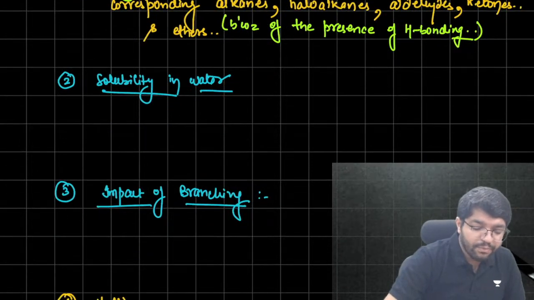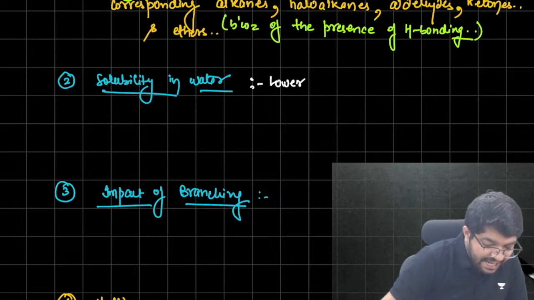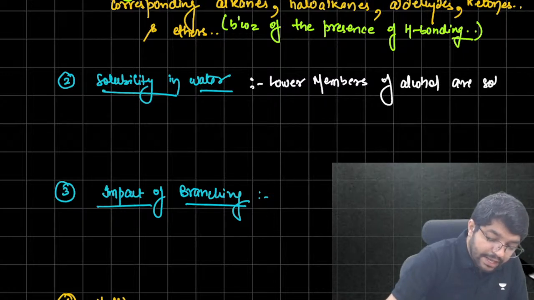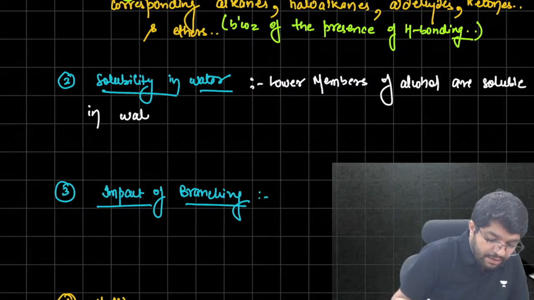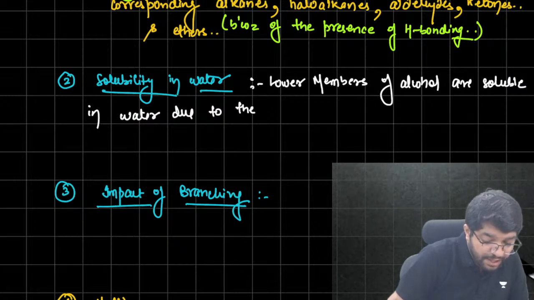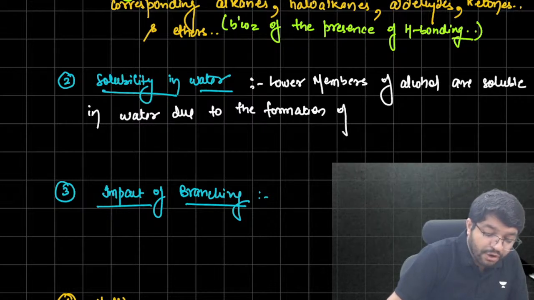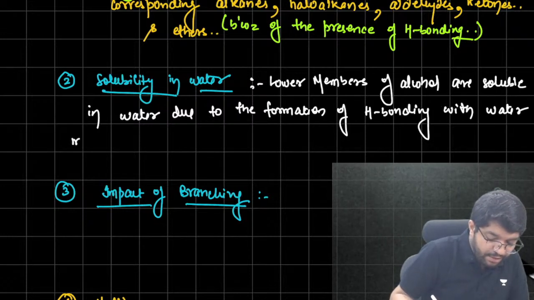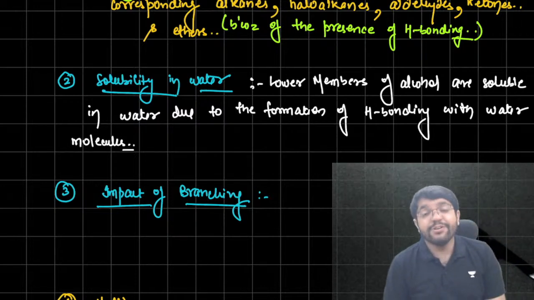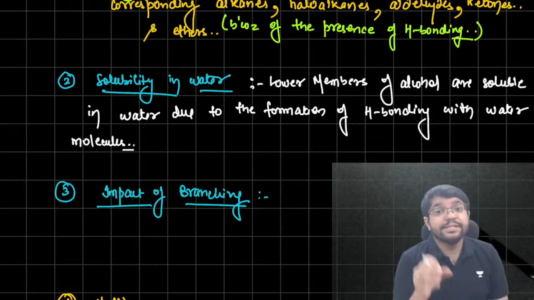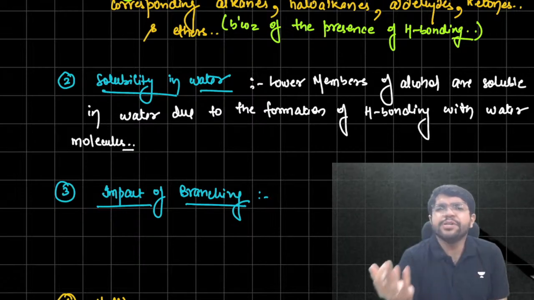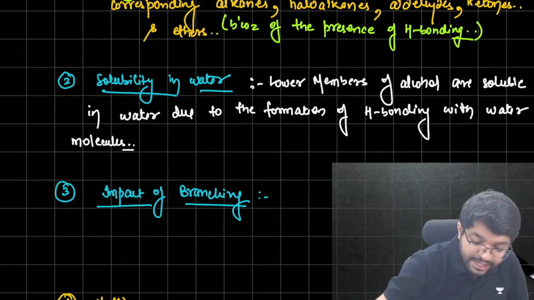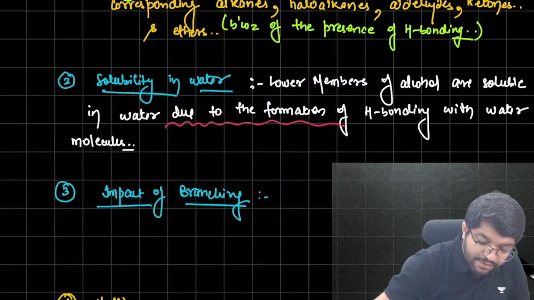Alcohols are soluble in water. Remember, lower members of alcohol are soluble in water due to the formation of H bonding with water molecules. Since I'm able to form hydrogen bonds with water, I am water soluble. Very simple. That is it.